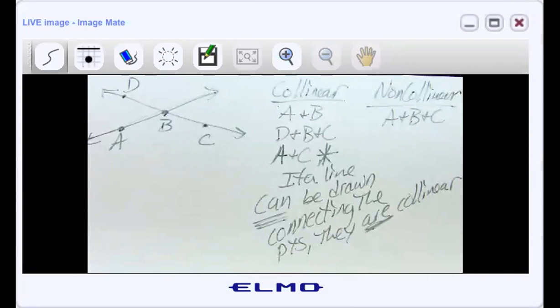Let me ask you, are points A and D collinear? Are A and D collinear or non-collinear? What are we saying? Send me answers in the chat. Give me thumbs up, thumbs down. I don't care how you relay your answer to me, but I want to see your answer. A and D. Yes. There is not a line drawn in the diagram that connects A and D, but I could draw a line that connects them.